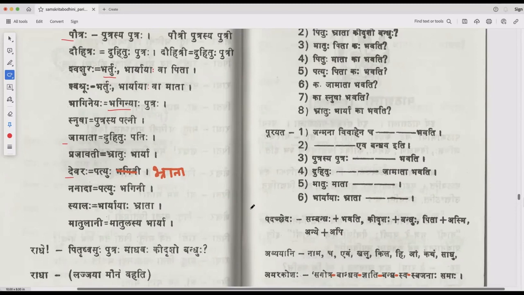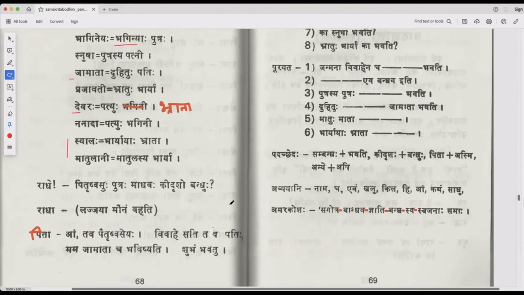Syalaha. Sorry, did I exceed my limit? 1, 2, 3, 4. Okay, just two more. Go ahead, Sujit. Finish it. Syalaha, bharyayaha bhrata. Syalaha is a wife's brother. Sala. Matulani, matulasya bharya. Matulani is uncle's wife. Mami. So matulasya bharya, matulani.